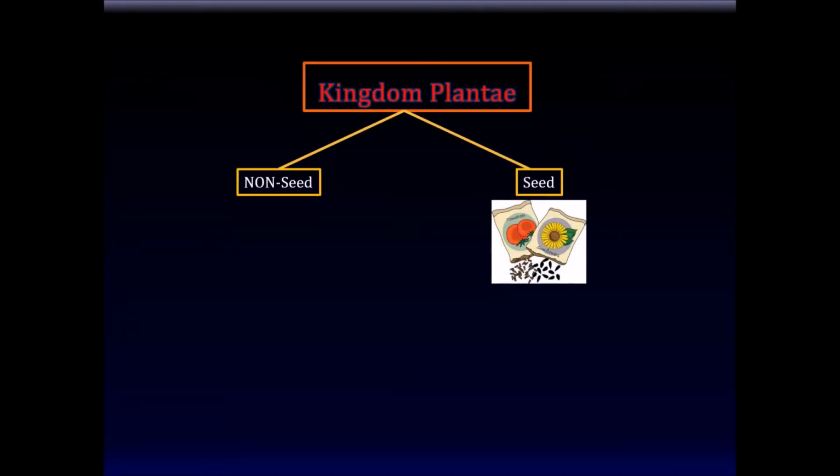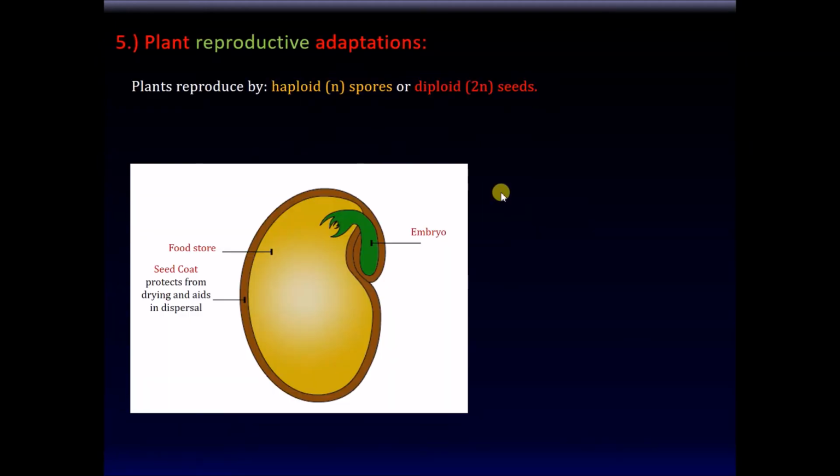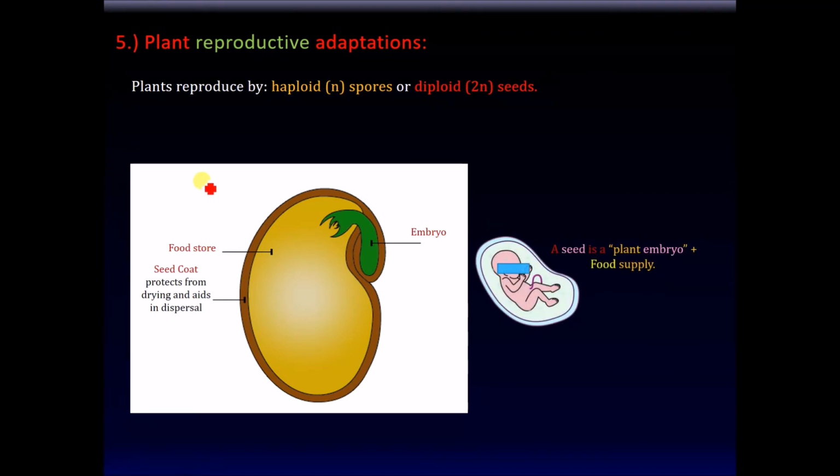Kingdom plants then can be divided into non-seed producing and seed producing plants. Okay, this is the fifth adaptation we shall talk about. So one of the adaptations is that plants make seeds. Seeds protect the plant zygote. What a seed is, basically, is an embryo of the plant. It is the zygote. When the sperm and egg meet and make the zygote, that's the embryo of the plant, and this is surrounded by what we call the seed. The seed has stored food for the embryo. And the seed has a seed coat that protects it from drying and aids in the dispersal of the seed.